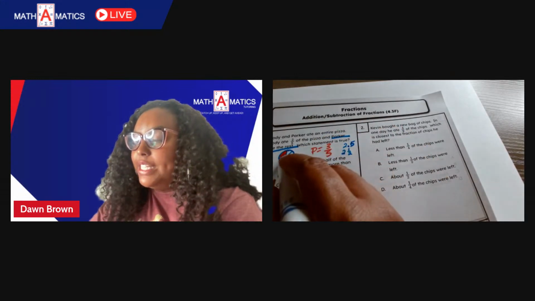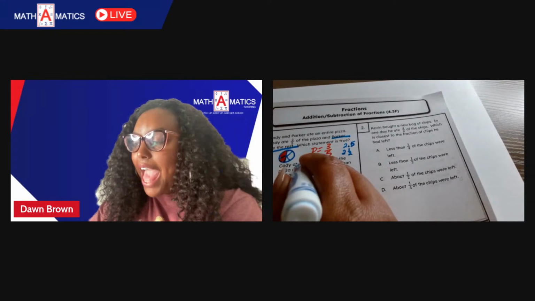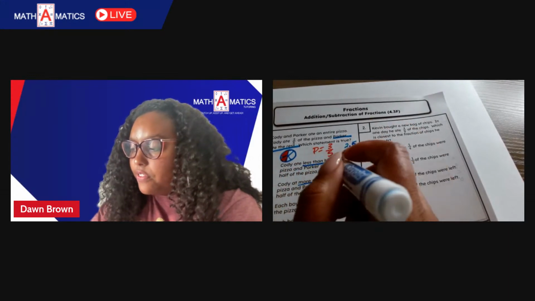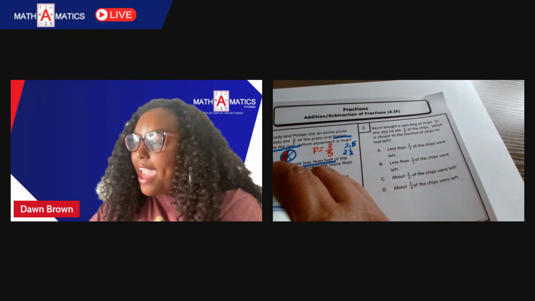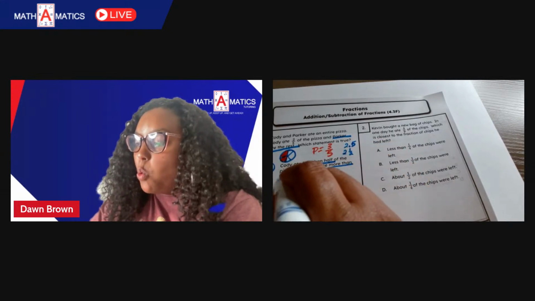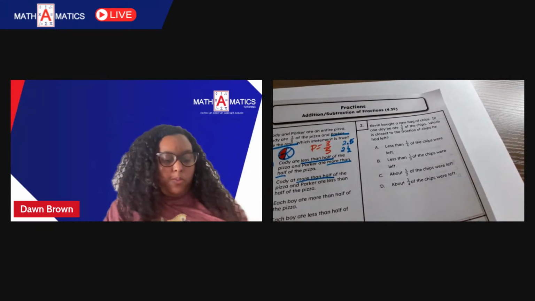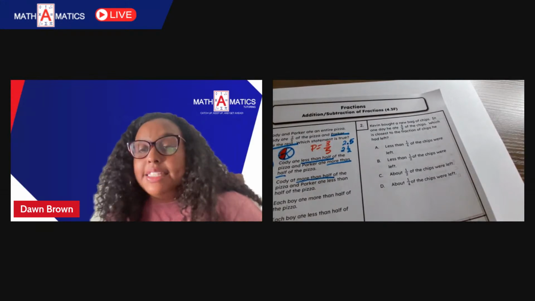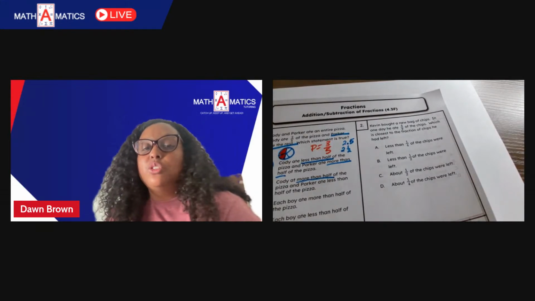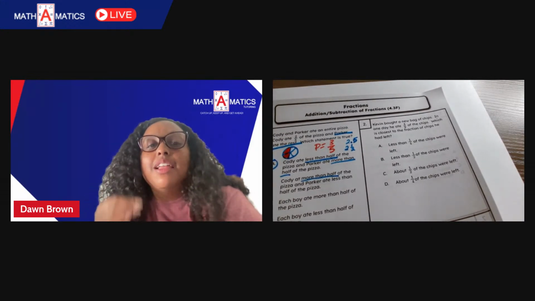And since Cody didn't have that half a slice, that means he had less than half. So it's A because Cody had less than half and Parker ate more than half of the pizza. And this is a really great problem where you need to use those visual aids as well as making sure our students understand our common fractions like half.